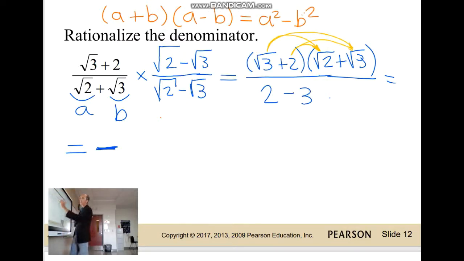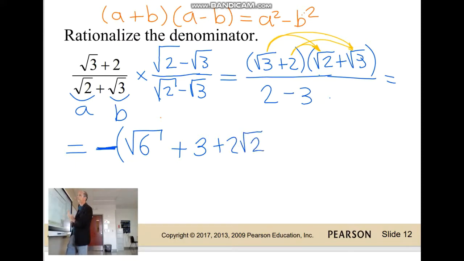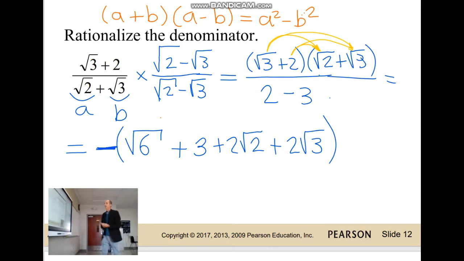So we will have square root of 3 times square root of 2, square root of 6. 3 times 2, 6. Square root of 3 times square root of 3 is going to be, and this whole thing is negative, square root of 3 times square root of 3 is square root of 3 squared, which is 3. 2 times square root of 2 is 2 square root of 2. And 2 times the square root of 3 is 2 square root of 3. And very good.